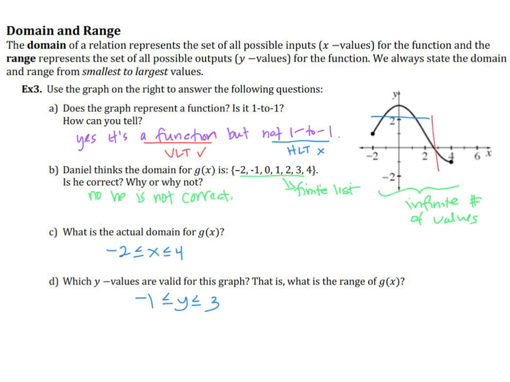All right, check your answers. Letter A, does the graph represent a function? Yes, it does. Why do we know that? Because it passed the vertical line test. Is it one-to-one? Nope. How do we know that? Because it failed the horizontal line test.